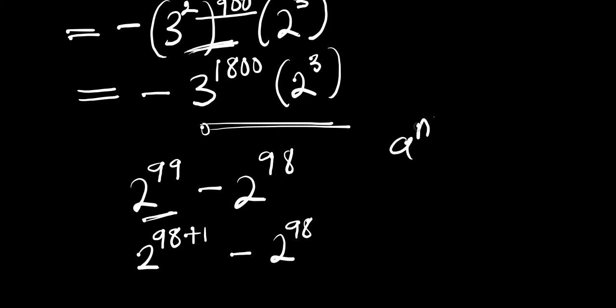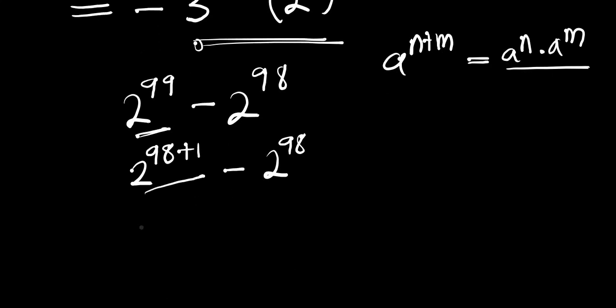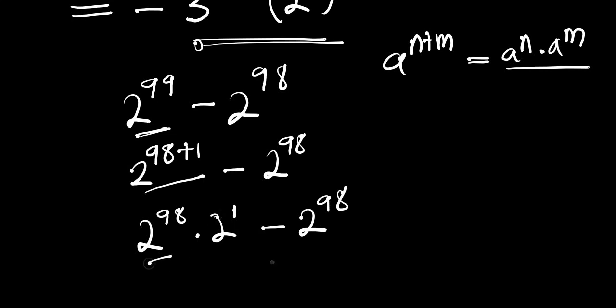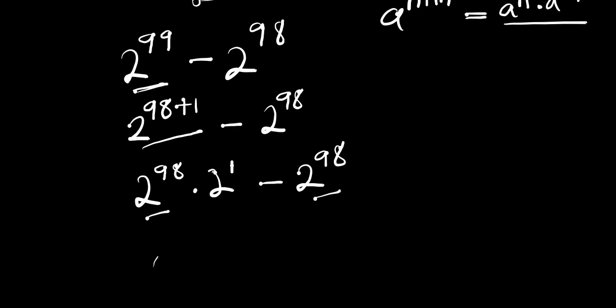If you have a to the power of n plus m, this simply equals a to the power of n times a to the power of m. So we apply this identity right here, and this will give us 2 to the power of 98 times 2 to the power of 1 minus 2 to the power of 98. So like what we did before, 2 to the power of 98 is here, and 2 to the power of 98 is here. We simply factor that out. So this will give us 2 to the power of 98 into, this is 2 to the power of 1, and when you divide 2 to the power of 98 by 2 to the power of 98, we are simply going to have 1. So this is minus 1.